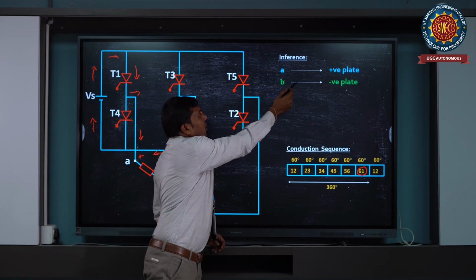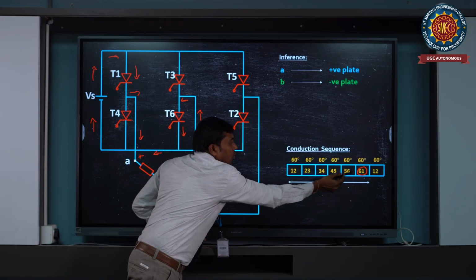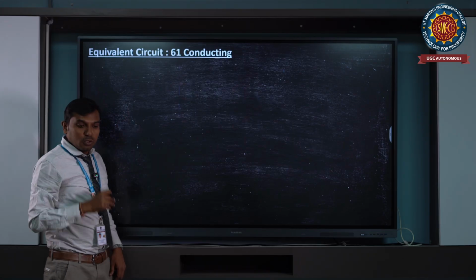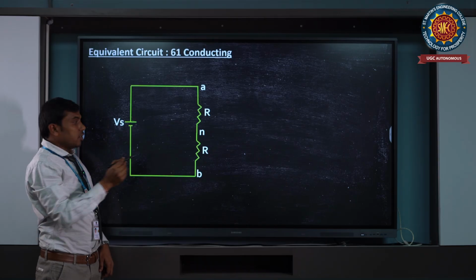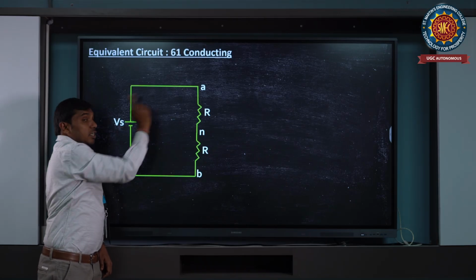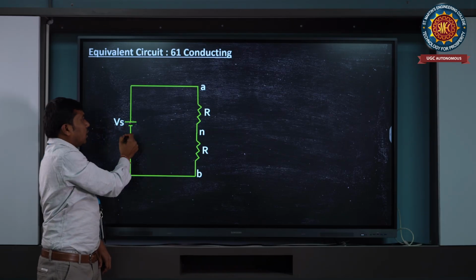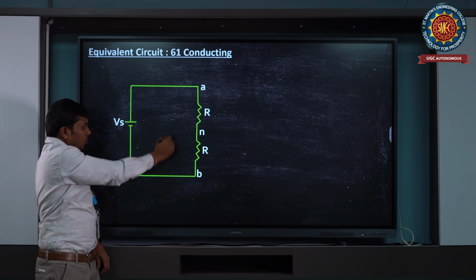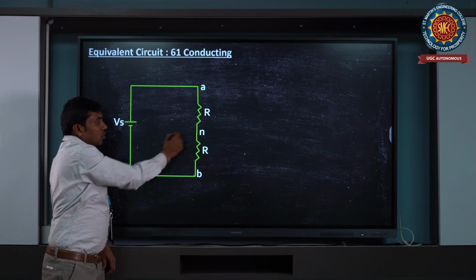In this mode of operation, A is the positive plate and B is the negative plate, and then see the equivalent circuit. To get the current, we need an equivalent circuit of 6 and 1 conducting. As I told, when T1 is turned on, A is connected to the positive polarity, whereas B is connected to the negative polarity. And now this is the equivalent circuit. Now you have a complete loop, and the current flows from A to B, and you have a neutral point in the middle.